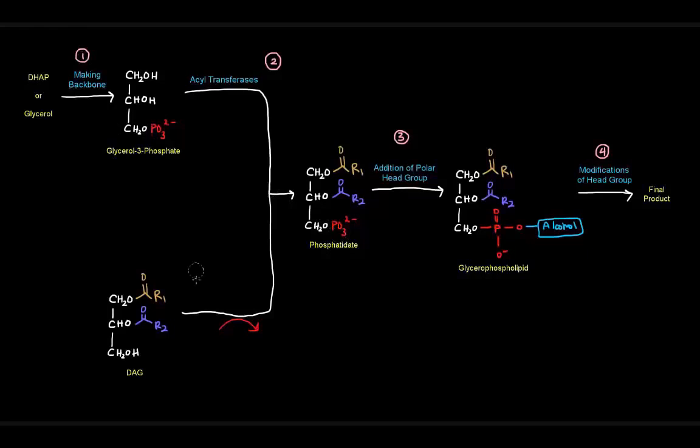We just add a kinase, and we basically invest some ATP here to give us phosphatidate from diacylglycerol, and then the steps that follow can occur as well to give us our glycerophospholipid, and modifications, of course, can give us our final product if necessary. So that's sort of the overview of how to make a glycerophospholipid.